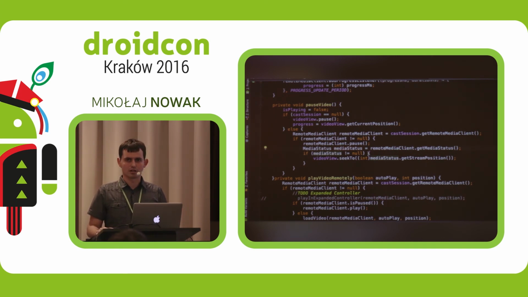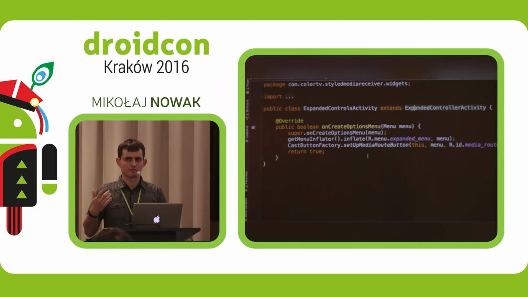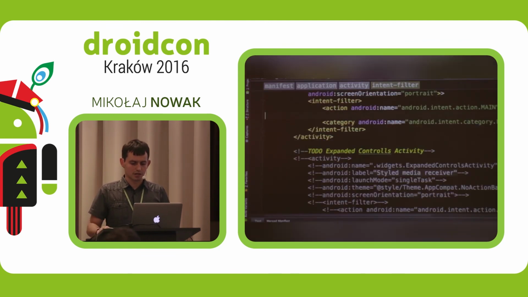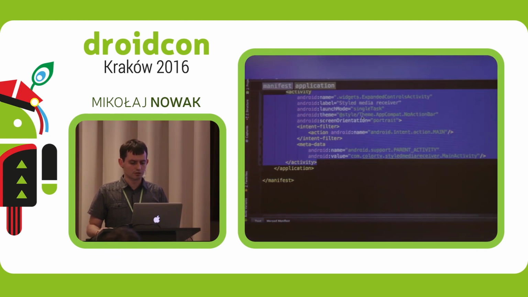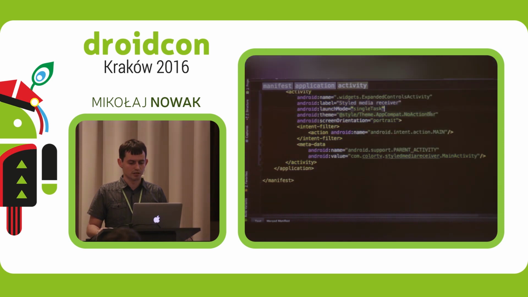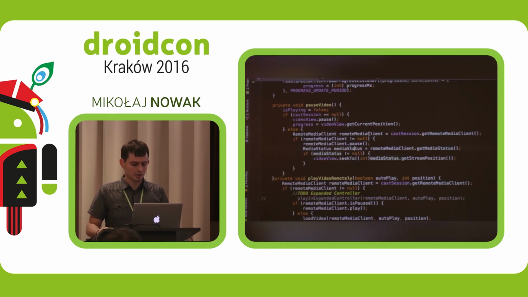Now I'll show you how to add this activity, which I showed you on the sample app. This activity is taking care of changing the progress, for example, of our video on the remote player. We just need to extend an expanded controller activity in order to set up the media route button in there. Then we need to add it to our Android manifest. It's important in here that we need to use a theme which has no action bar. Otherwise, it won't work.